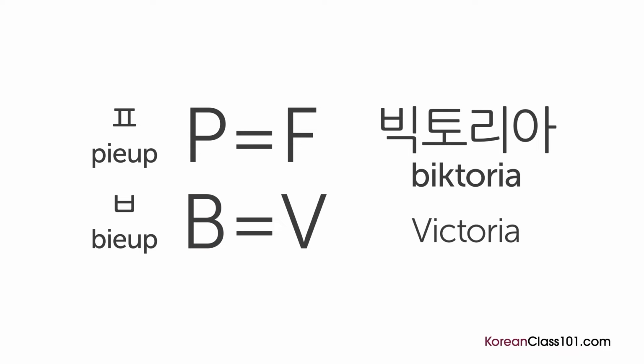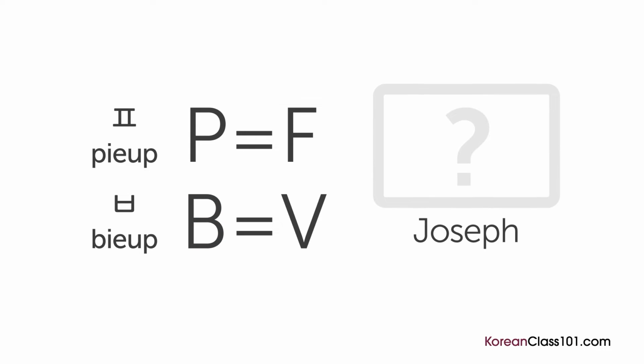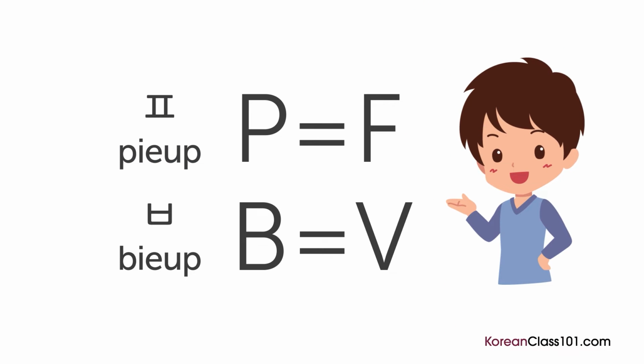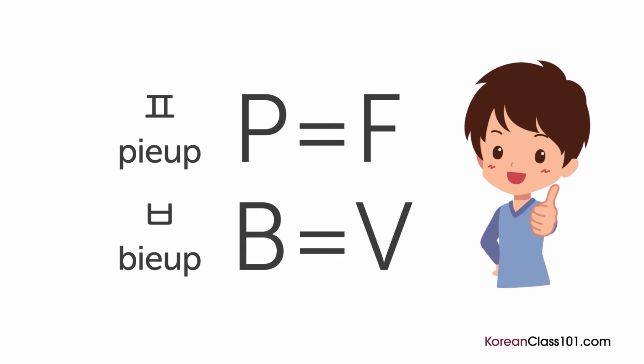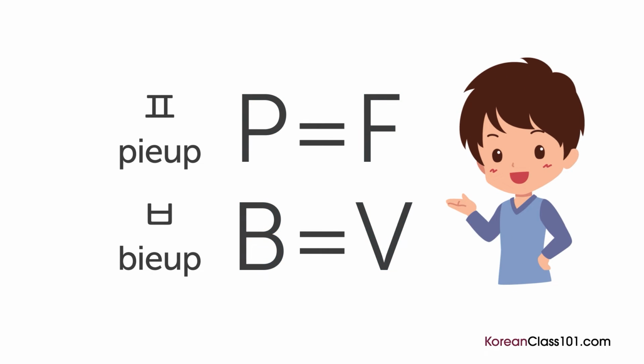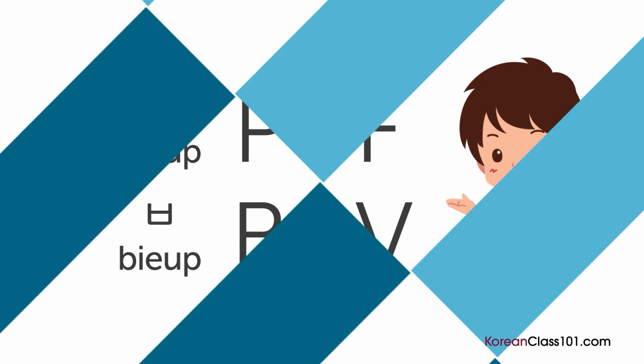Let's do one more with a tricky name like Joseph. Here, the ph makes an fu sound, so you need to use piup, and the name will be written as 조셉. Although the Korean alphabet doesn't distinguish between pu and fu or bu and vu, many Korean people nowadays are learning the differences. So if you have one of these letters in your name, just tell your Korean friends how you'd like your name to be pronounced.